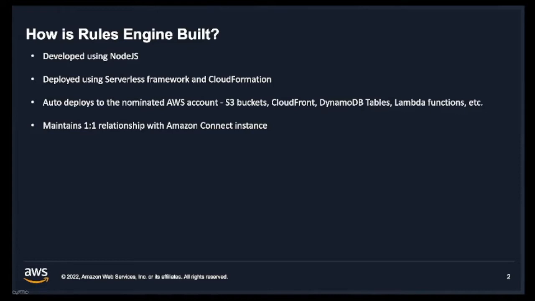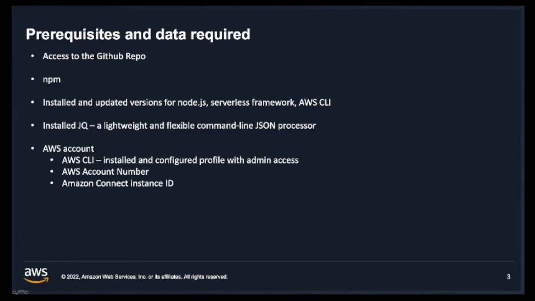It creates S3 buckets, a CloudFront distribution for delivering the front end to the end user, DynamoDB tables for storing config and other business related data, some Lambda functions, IAM roles, etc. Probably the most important thing for us to understand here is that the Rules Engine maintains a one-on-one relationship with your Amazon Connect instance. For installing the Rules Engine, we need to be ready with a few things.